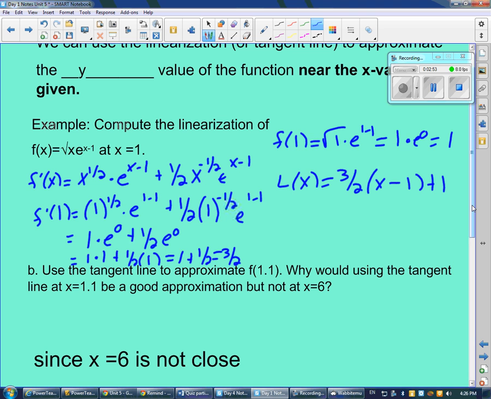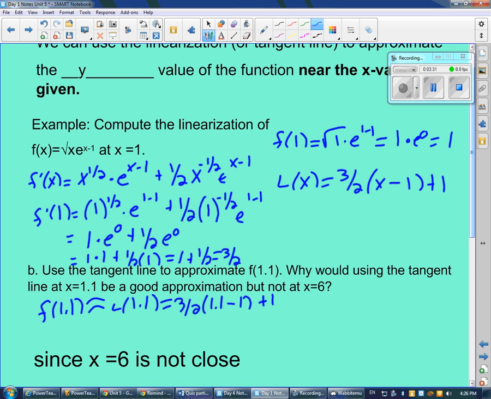The next question says, use the tangent line to approximate f of 1.1, and why would using the tangent line at x equals 1.1 be a good approximation, but not at x equals 6. I'm just going to use L to approximate it, and to do that, I plug in 1.1 to L of x. The reason we do this is it allows us to figure it out without a calculator. Most of the time, these problems will not be with a calculator.